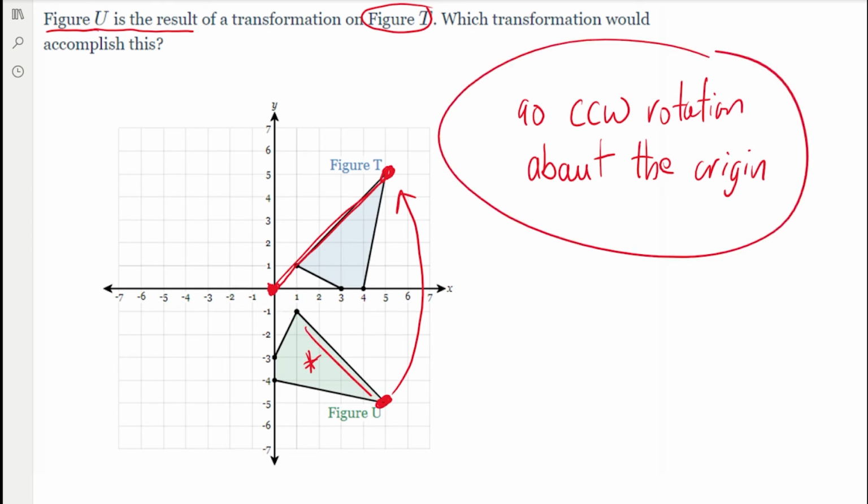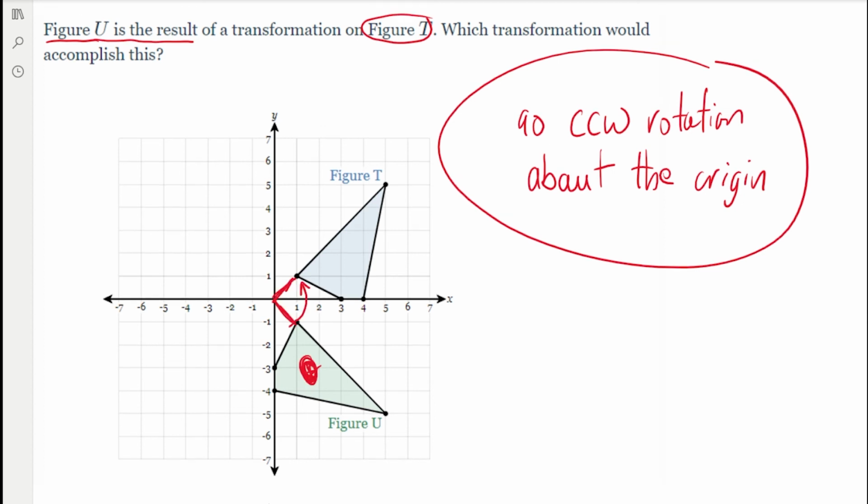And let's check it for one other point and make sure that that's correct. I'm going to do this back point over here. So that to the center of rotation and then to the resulting point. And yep, that's still a 90-degree angle in a counterclockwise manner. So I know I'm good. And if I test any other point, it should be the same thing too.